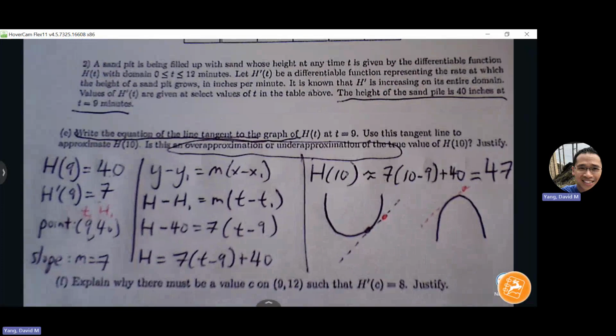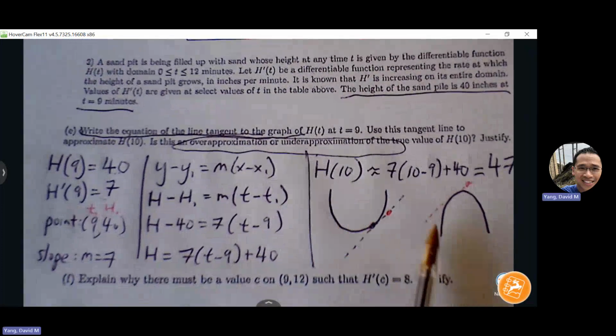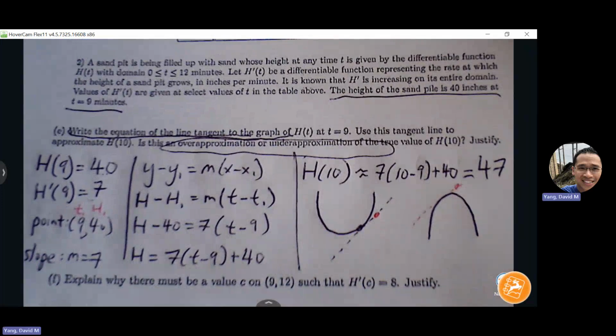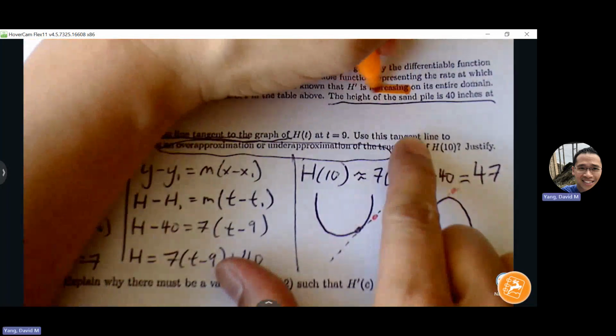So the question is, we know we're trying to decide between these two. Does the problem give us enough information for us to conclude which shape our graph is? Okay. What do you see that is telling us whether it's concave up or concave down? Another sentence that you see that describes that. There it is. H prime is increasing.